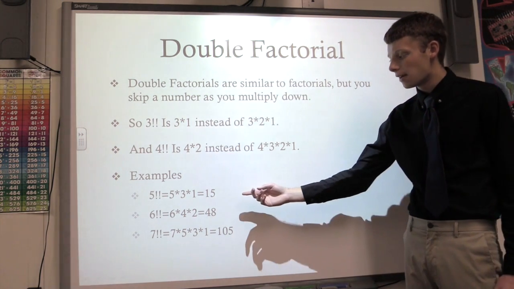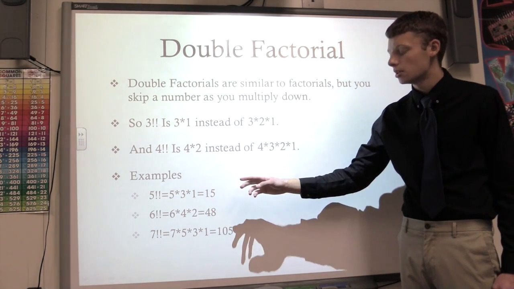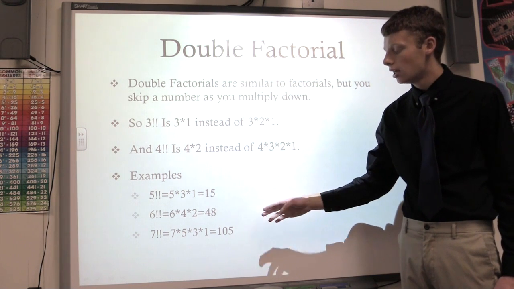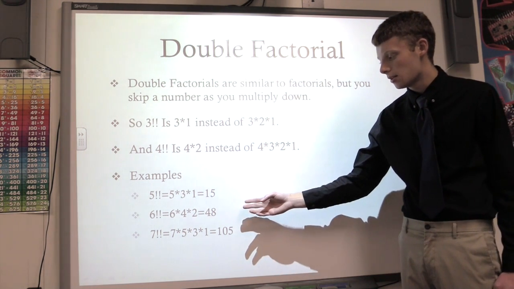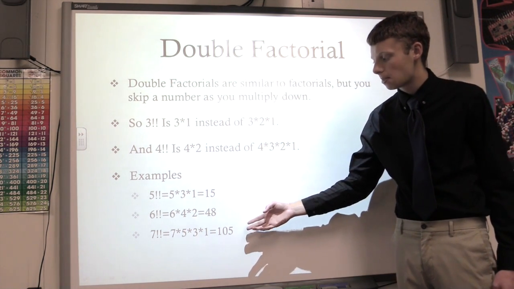Some examples would be 5 double factorial, which would be 5 times 3 times 1 and give you 15. 6 double factorial, which would give you 48. And 7 double factorial, which would give you 105.